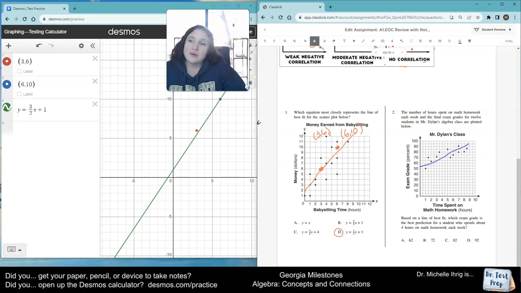So it says the number of hours spent on math homework each week and the final exam grades for 12 students in Mr. Dillon's algebra class are plotted below. Based on the line of best fit, which exam grade is the best prediction for a student who spends about 4 hours a week? So there's my guess. Here's 4 hours a week. Based on my guess, it would put it somewhere between 70 and 80.